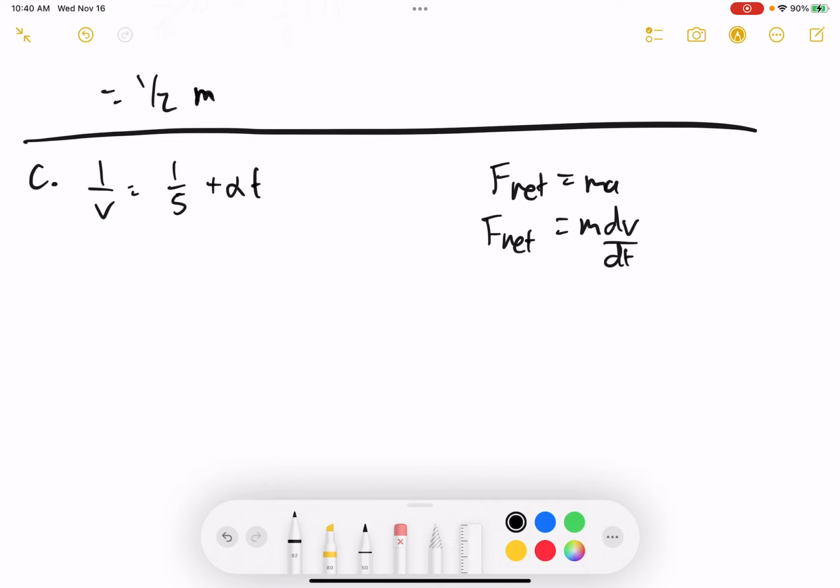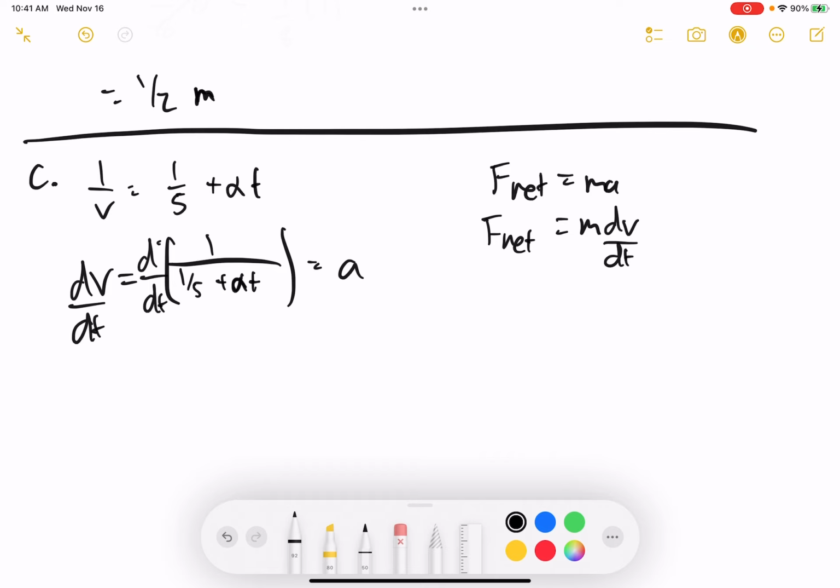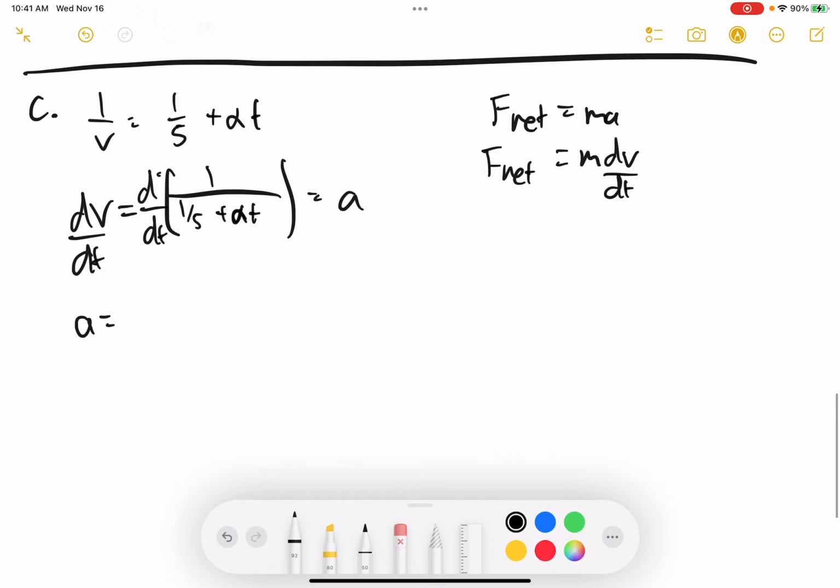So I will go ahead and solve for v. I'll take the inverse of both sides, so this would be 1 over 1/5 plus alpha t. Now I need to take the derivative of this, so I take the derivative of both sides with respect to t, and that will be equal to a. I need to do the chain rule here, so I take the derivative of the bottom part.